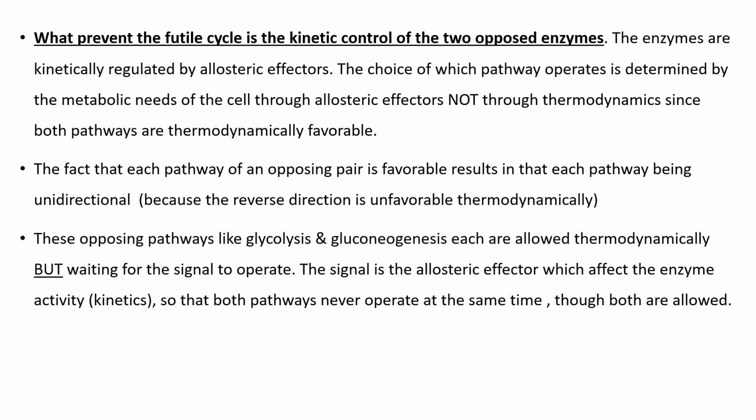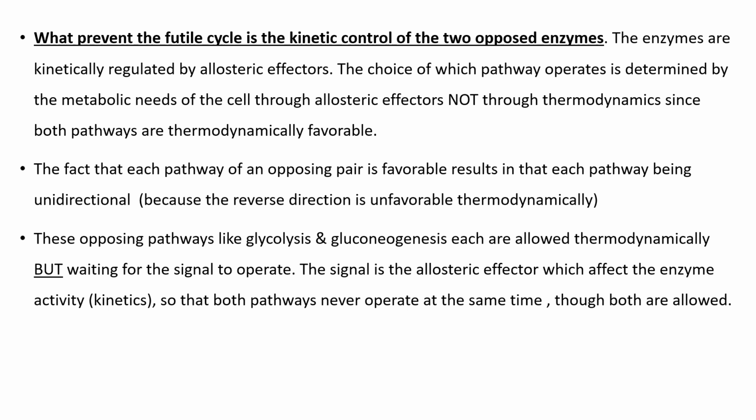The enzymes are kinetically regulated by allosteric effectors. The choice of which pathway operates is determined entirely by the metabolic needs of the cell through allosteric effectors, not through thermodynamics, because both pathways are thermodynamically favored. The fact that each pathway of an opposing pair is favorable results in each pathway being unidirectional, because the reverse direction is thermodynamically unfavorable.